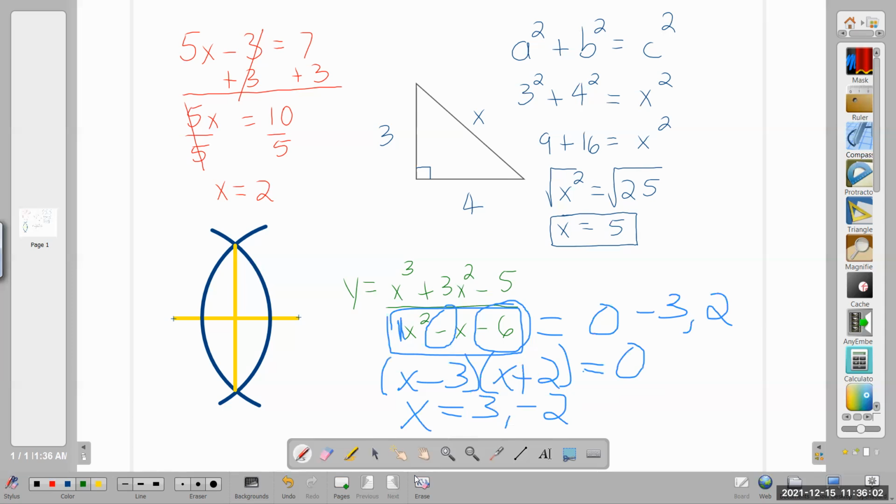So I want to show you guys a couple more things. Something that is very, very near and dear to my heart is the TI-84 graphing calculator.